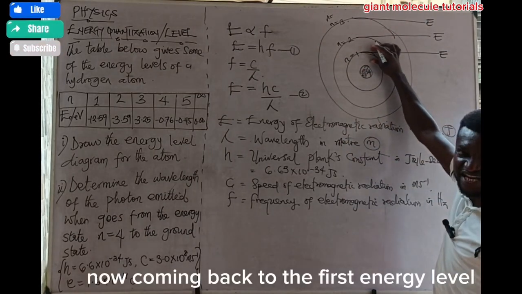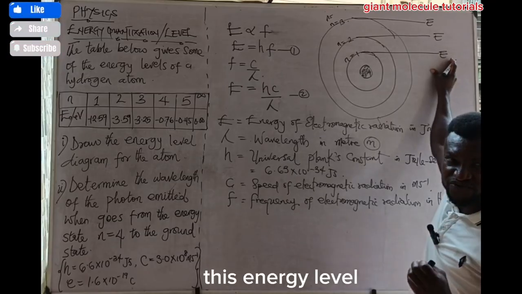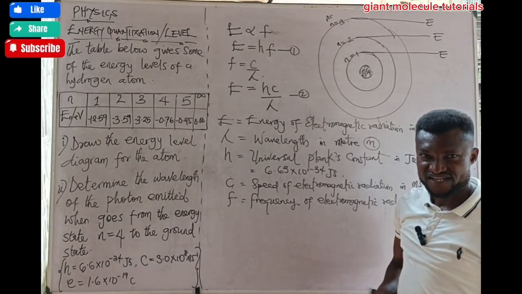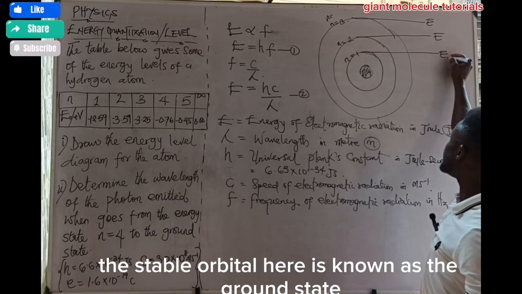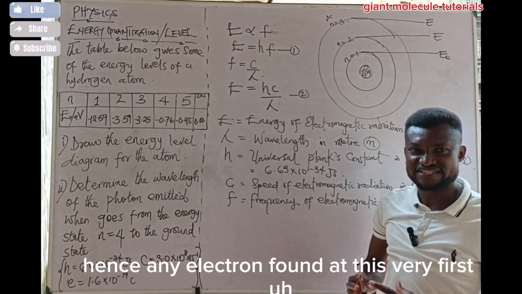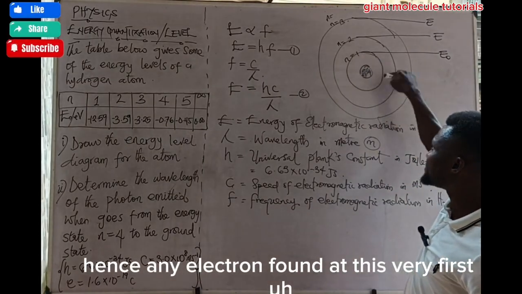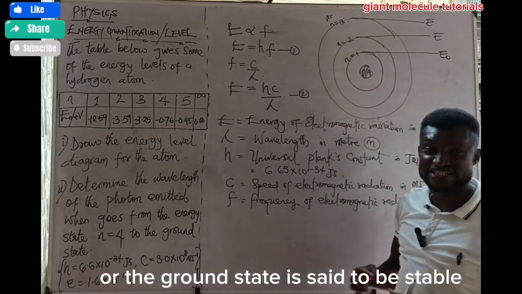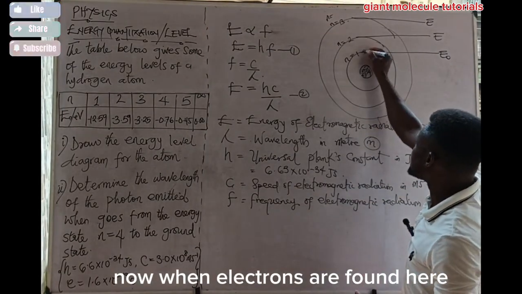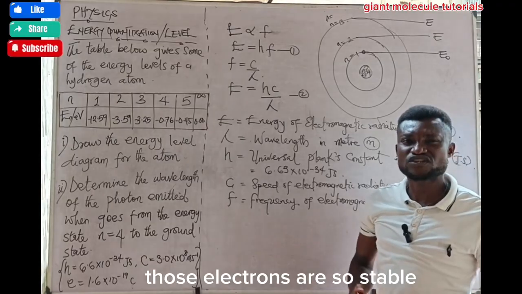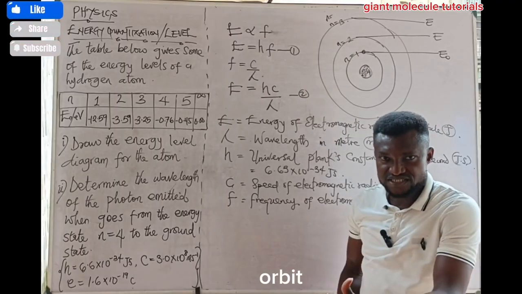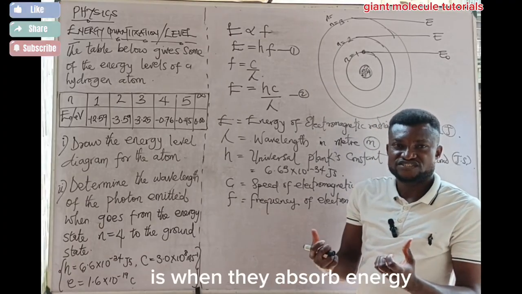Now, coming back to the first energy level, this energy level is very stable for any electron found there. The stable orbital here is known as the ground state energy level. Hence, any electron found at this very first level, the ground state, is said to be stable. Electrons found here are so stable that the only thing that will make them leave that orbit is when they absorb energy.